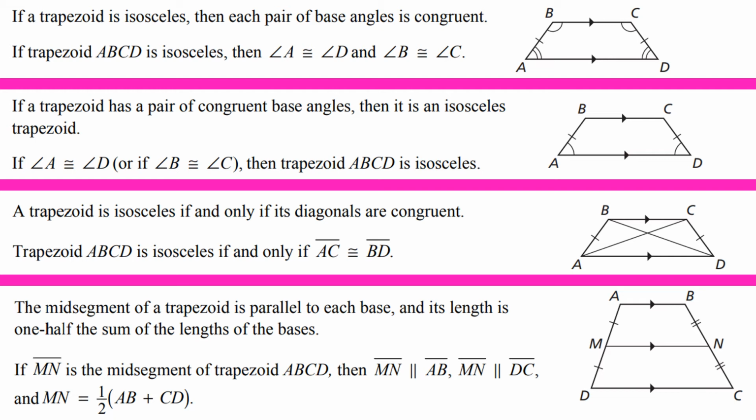The mid-segment of a trapezoid is parallel to each base. Now notice it does not have to be an isosceles trapezoid. This is true for any old trapezoid. Find the midpoint of one leg, find the midpoint of the other leg, draw your mid-segment, and it will be parallel to the bases. And also, it is the average length of the two bases. Right? So if I add the two bases together, divide by 2, that will get me the length of the mid-segment.